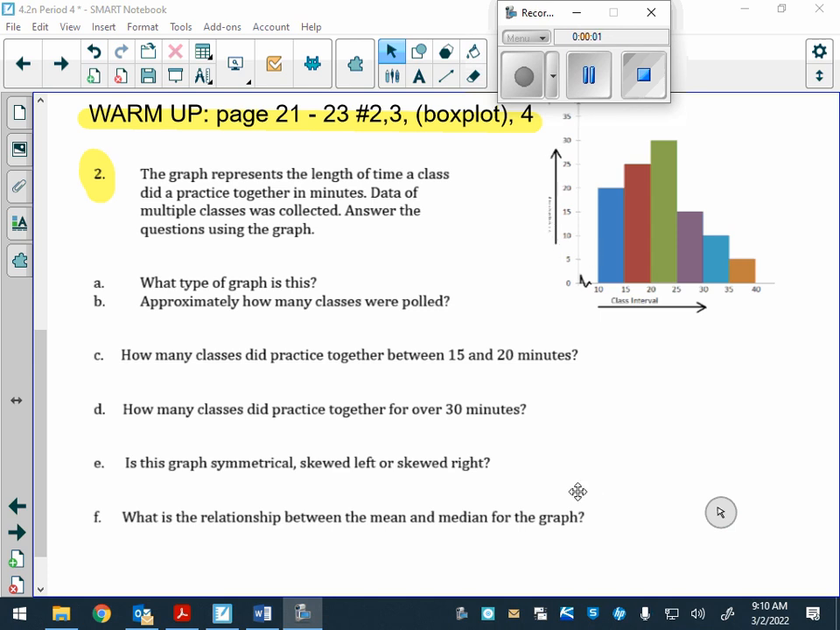Recap of what we did last class. You had the video, and then we recapped the class before this to go through the different graphs, visual representations, all that good stuff. So, what type of graph is this? Yeah. It is a histogram. Good.